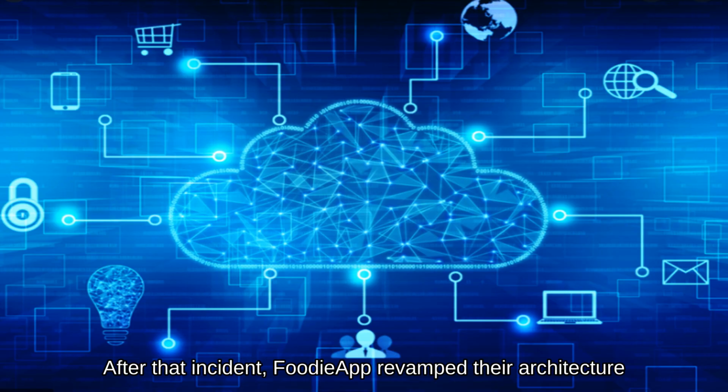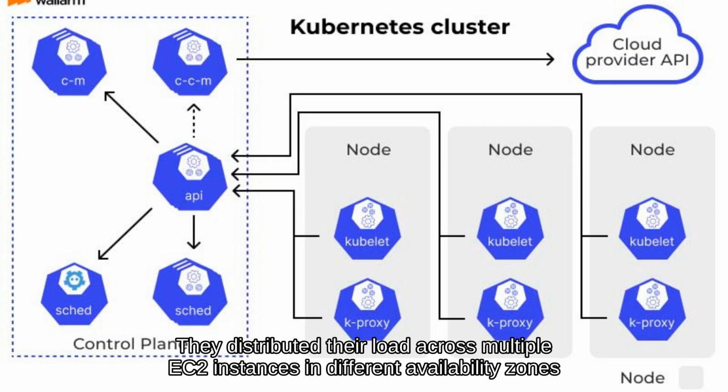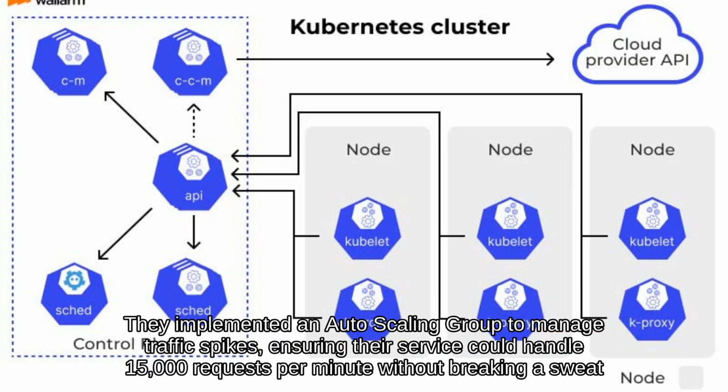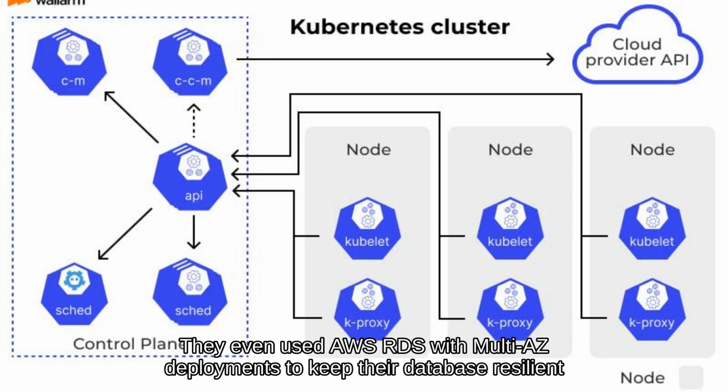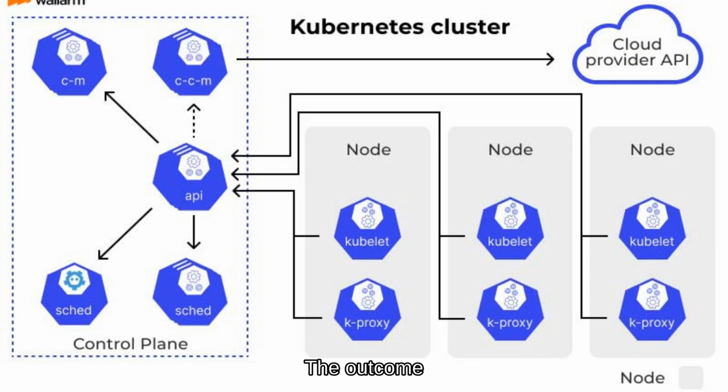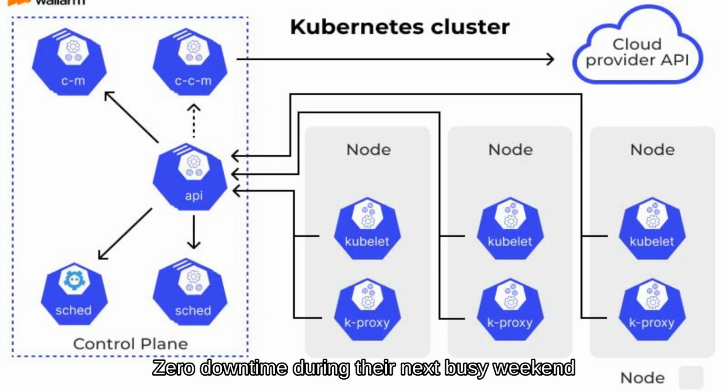After that incident, FoodieApp revamped their architecture. They distributed their load across multiple EC2 instances in different availability zones. They implemented an auto-scaling group to manage traffic spikes, ensuring their service could handle 15,000 requests per minute without breaking a sweat. They even used AWS RDS with multi-AZ deployments to keep their database resilient. The outcome? Zero downtime during their next busy weekend.